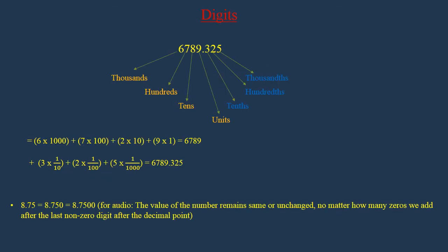Now let's move on to another topic, which is on digits. To understand problems based on digits, we first need to understand what place value is. Look at this number 6789.325. It has 7 digits, and each digit has a distinct place value. Now the digit 9 is in the units place, 8 in the tens place, 7 in the hundreds place, and 6 in the thousands place.